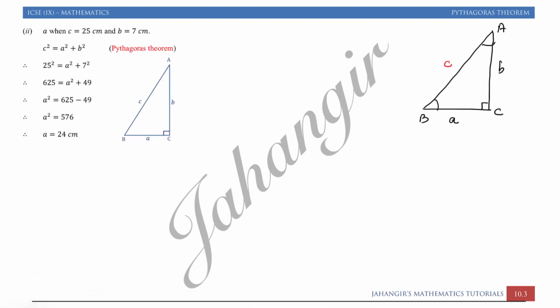Here C is given as 25 centimeter. B is given as 7 centimeter. We have to find A. So again we will write the same steps.